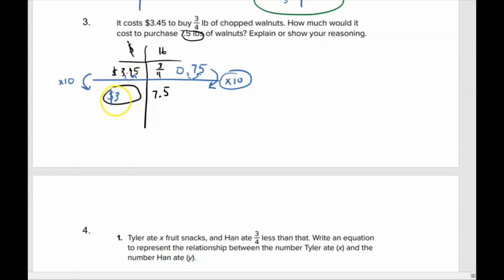Gives me a price of $34.50. Okay. And again, this multiplying by 10, moving your decimal 1 to the right, is a good little mental math trick to remember.